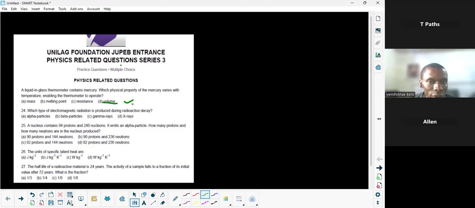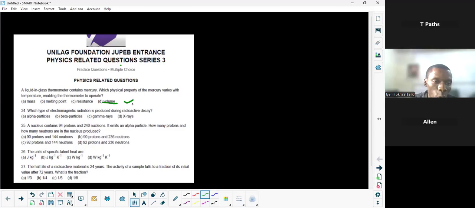Now the second question says, which type of electromagnetic radiation is produced during radioactive decay? Now, in radioactivity or radioactive decay, there are many substances produced, but for now, there are three kinds. We have the alpha particle, we have the beta particle, we have the gamma ray.